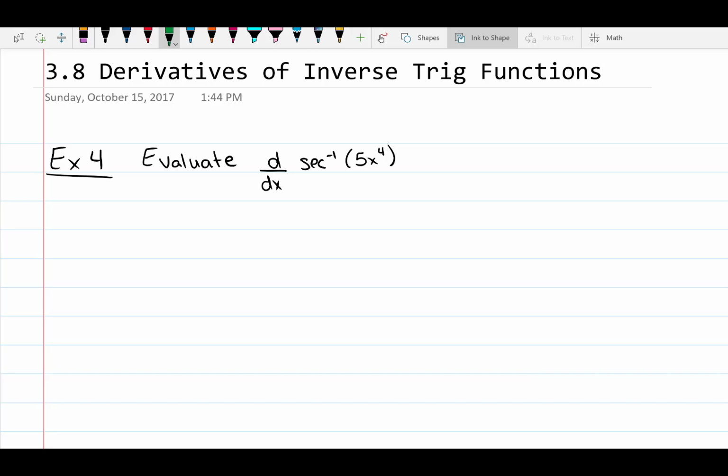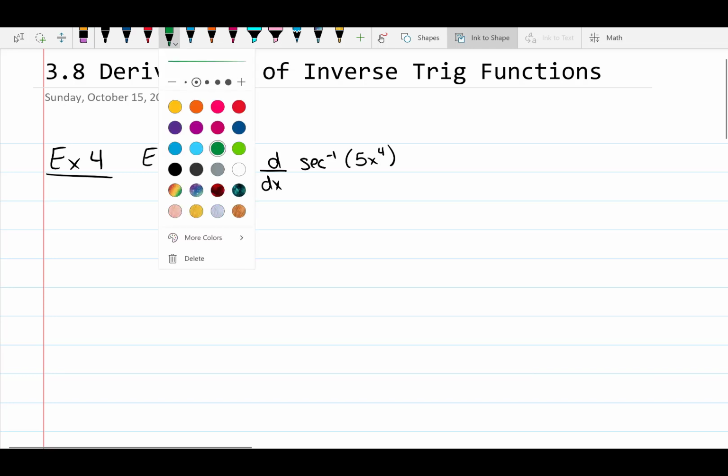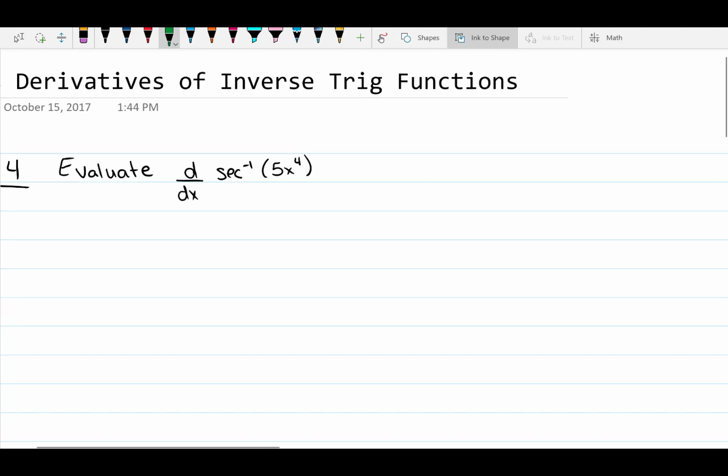In example 4, we are going to evaluate d dx of secant inverse of 5x to the fourth. So we're going to be using our derivative rules to take the derivative of a more complex trig inverse function. Not only is secant and cosecant one of the more difficult or unusual derivatives, but it also will be involving the chain rule. So to take the derivative of this, let's recall what the derivative of just secant inverse is.